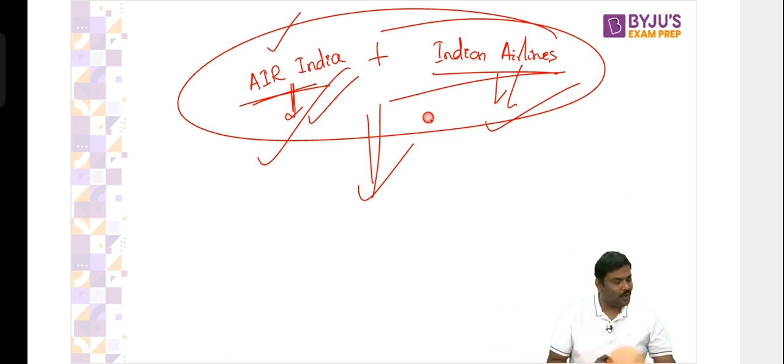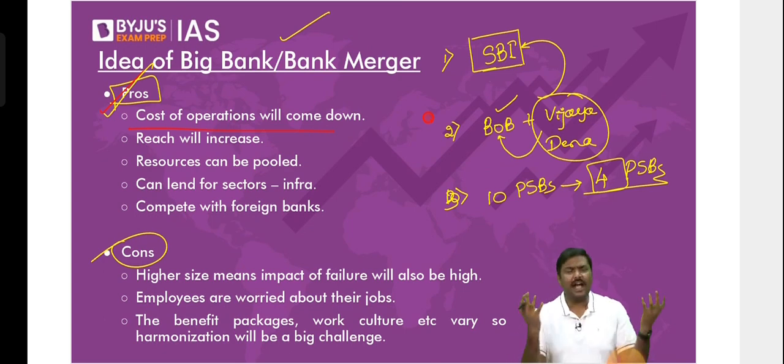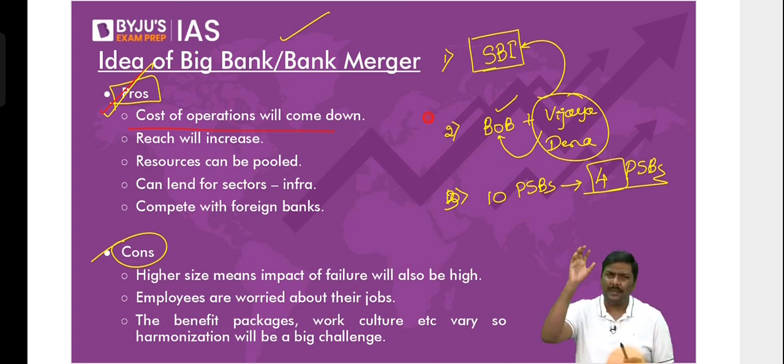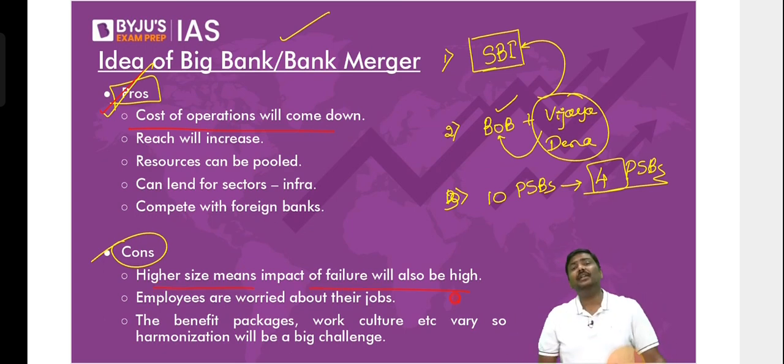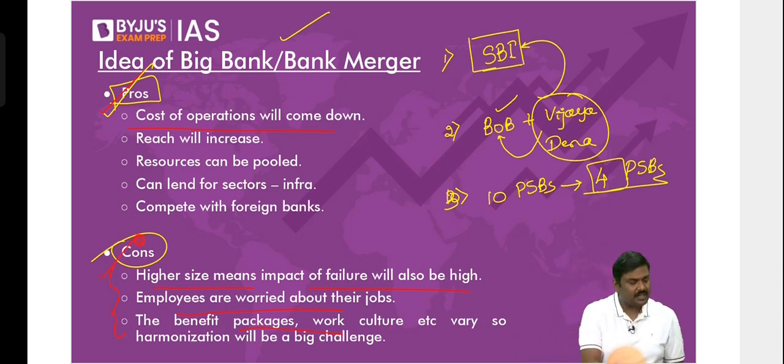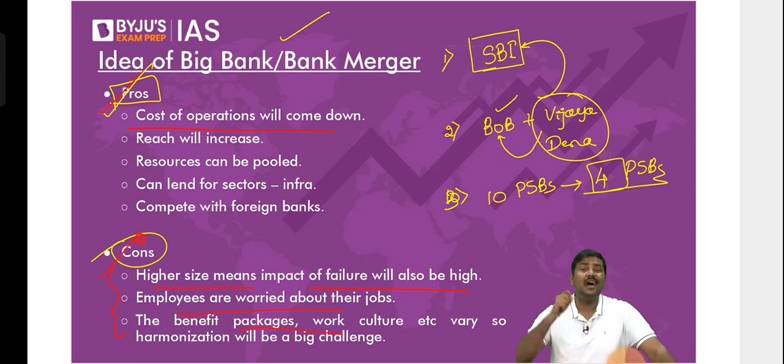So understand the logic here. When I write these kinds of statements, don't say, sir, what do you mean by this, will it happen? Of course, it will happen. There are examples; multiple times it has happened. So higher size means the impact of the failure will also be very high on the economy. Employees are worried about their jobs, loss of jobs. And the third one, what will happen to the work culture? What will happen to the salaries, etc., when these different entities are merged like this? So these are some of the concerns regarding the concept of the large bank in India.